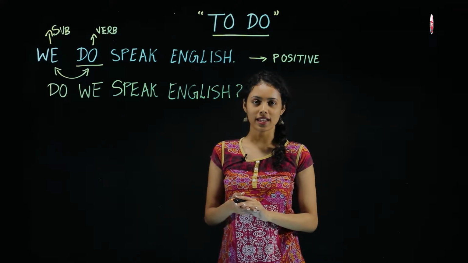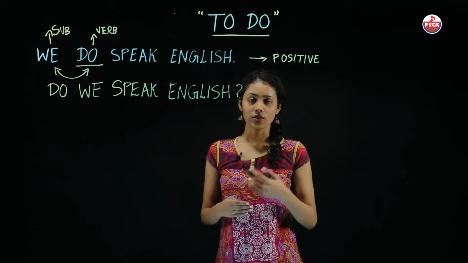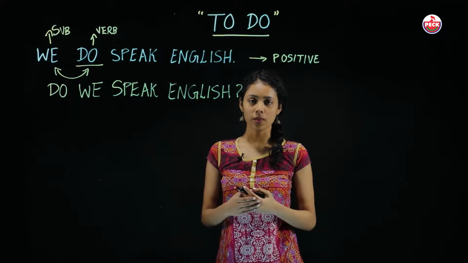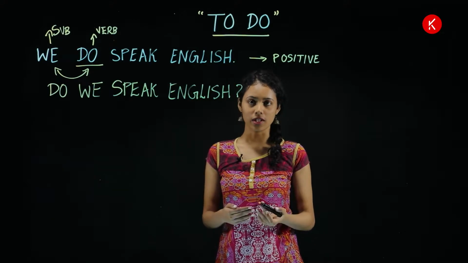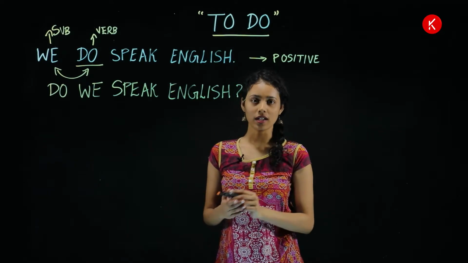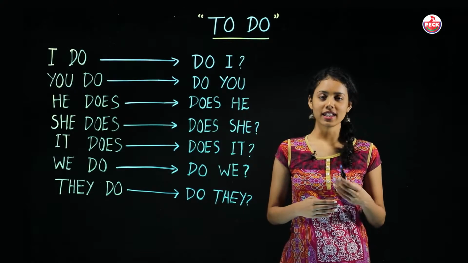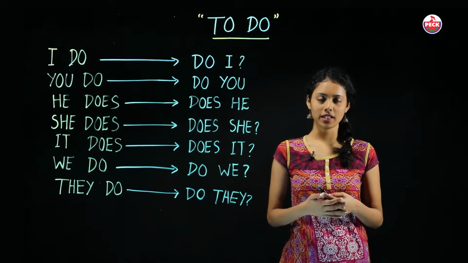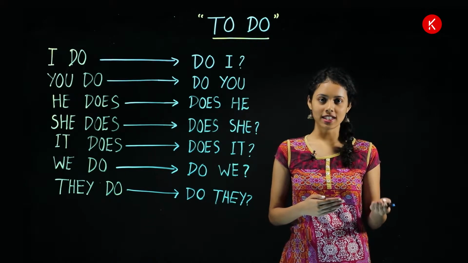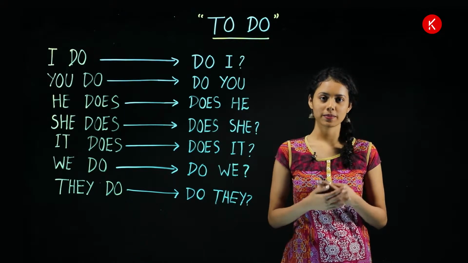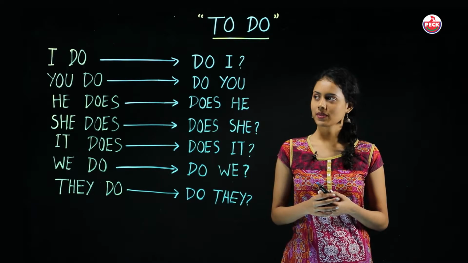So it's as simple as that. You take the sentence in the positive form, invert the subject and the verb, and add a question mark in the end. And you have the question. So just like I showed you in the previous example, you can take the positive sentence and make it into a question. Let's see how.